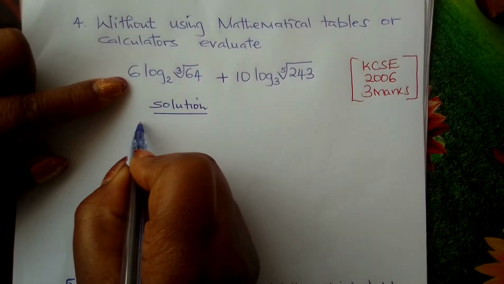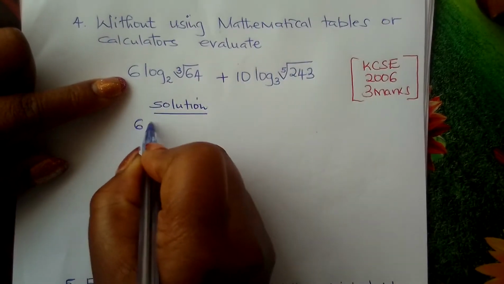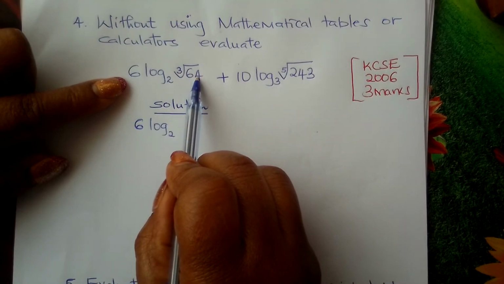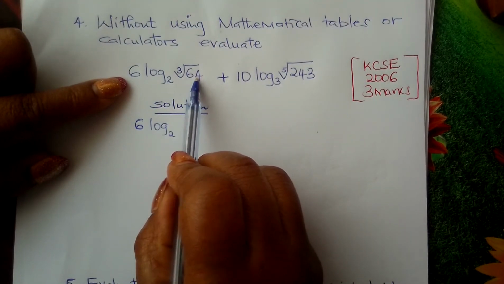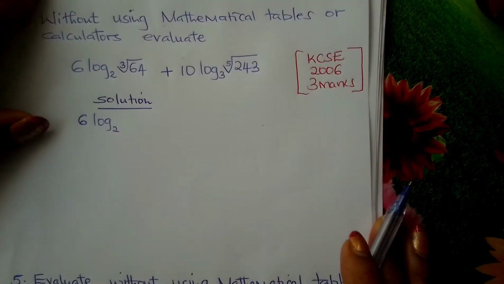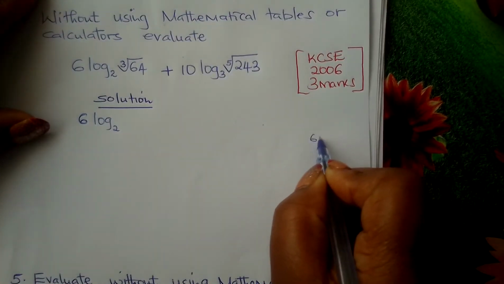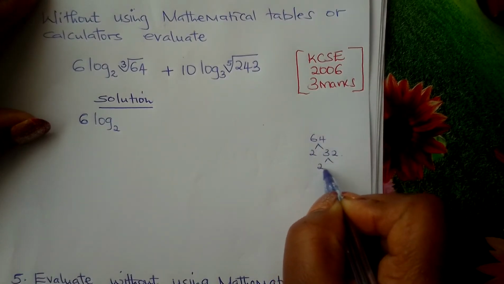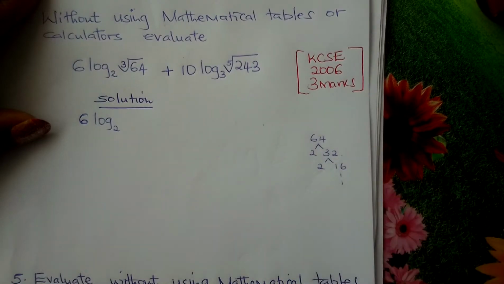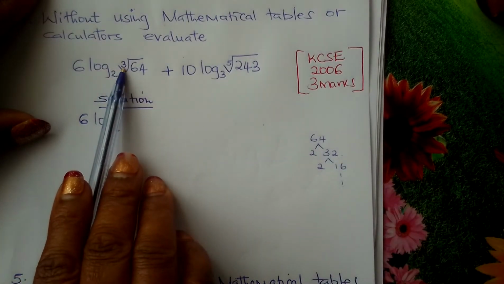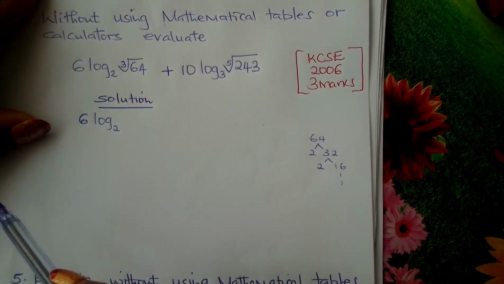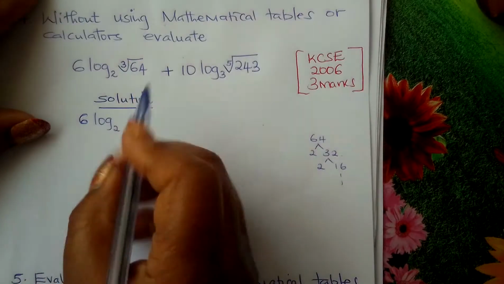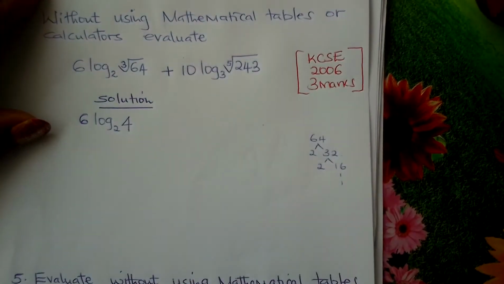So here we write 6 log to base 2 of what? Cube root of 64. Now that you are not using a calculator, you use the factor method. You factorize 64 like that, and you continue, and then you find the cube root using the factor method. You will find that the cube root of 64 is 4. You come and write it there.